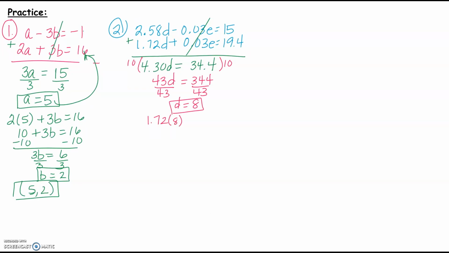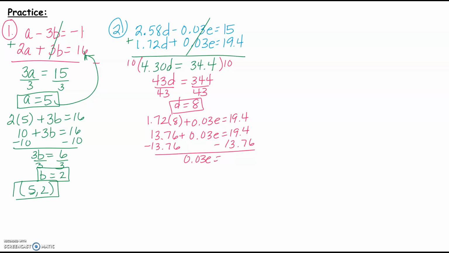So I'm going to have 1/7200 times 8, because I'm replacing D with 8, plus 3/100 E equals 19 and 4/10. When I multiply that, I get 13/7600 plus 3/100 E equals 19 and 4/10. When I subtract 13/7600 from both sides, I get 3/100 E equals 5/6400. I can clear this by multiplying by 100 and getting 3E equals 564.